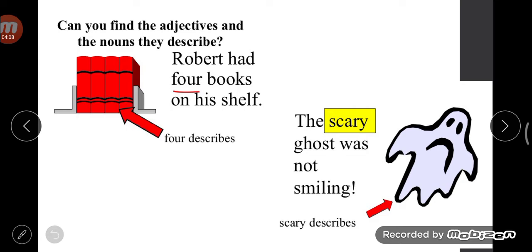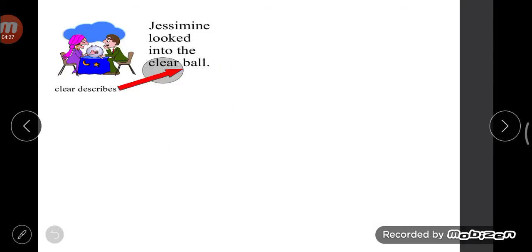Let's practice. Can you find the adjectives and the nouns they describe? Robert had 4 books on his shelf. 4 describes the noun books. The scary ghost was not smiling. Scary describes ghost. He looked into the clear ball. Clear describes the noun ball.